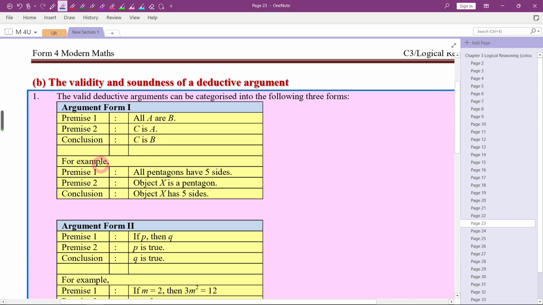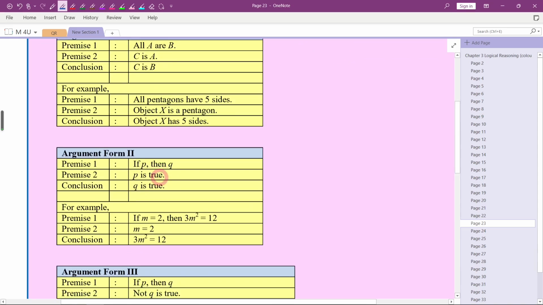Let's look at this example. All pentagons have 5 sides. Object X is a pentagon, so the conclusion will be object X has 5 sides. Well, no problem, right? This argument. Okay, now let's look at argument form 2.